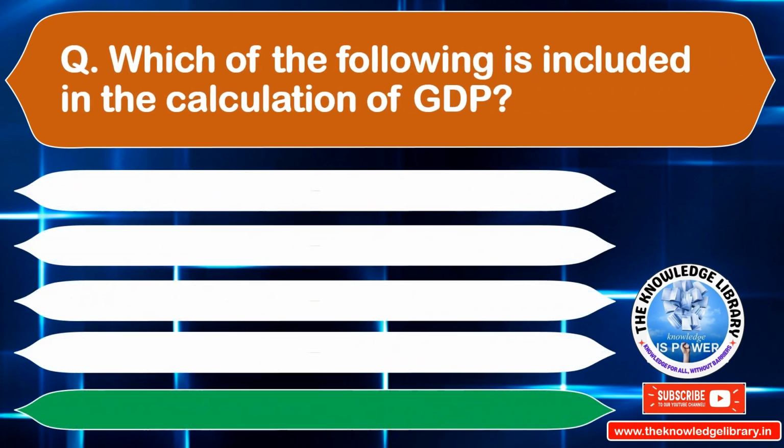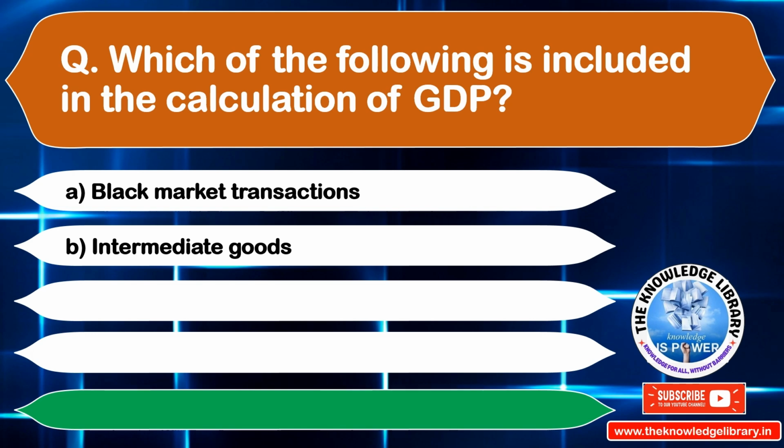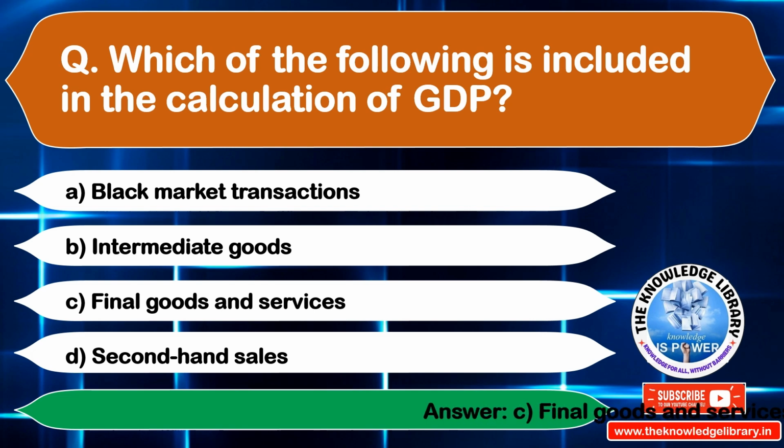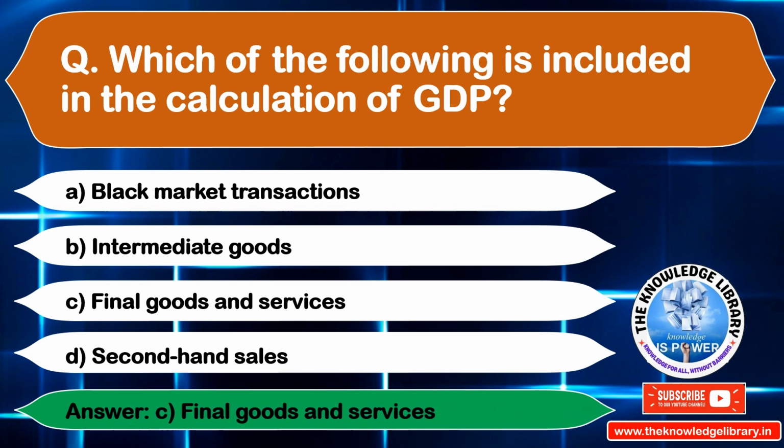Which of the following is included in the calculation of GDP? Option A, black market transactions. Option B, intermediate goods. Option C, final goods and services. Option D, second-hand sales. The correct answer is option C, final goods and services. Move to the next question.